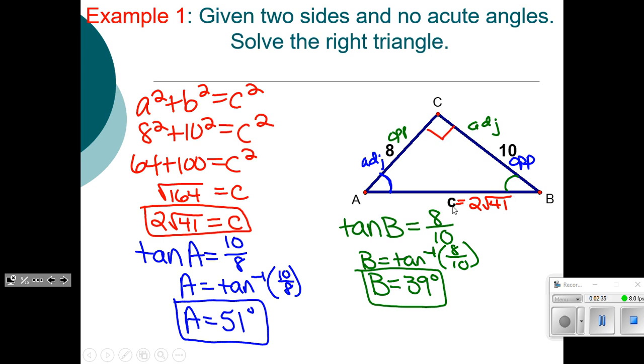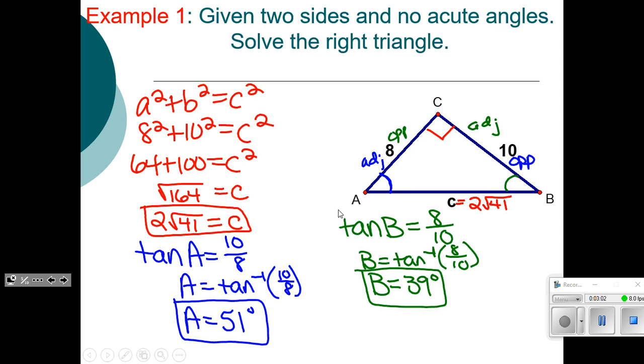In order to find C, C is always across from the hypotenuse. This is C. So you're going to do the Pythagorean theorem. A squared plus B squared equals C squared. So let's write this down. 8 squared plus 10 squared equals C squared, 64 plus 100 is C squared. Square root of 164 is 2 radical 41. So this is 2 radical 41.